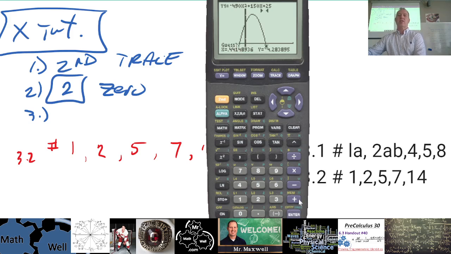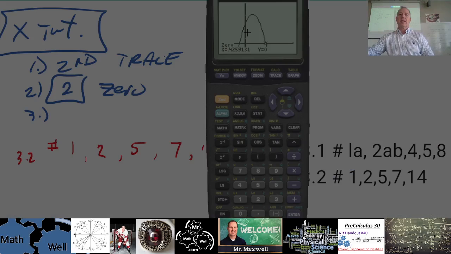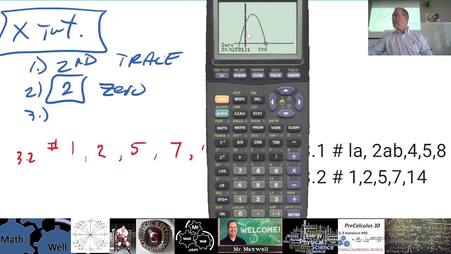So it's a very, very similar thing. Left bound, right bound, guess. And here it'll give you the exact x-intercept. Isn't that cool? Oh, cool. Like, it's like math cool. Not like new shoes cool or something, but like math cool.